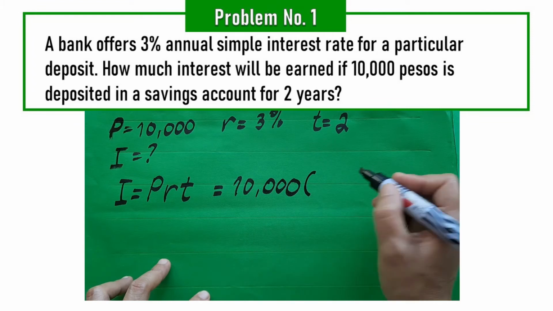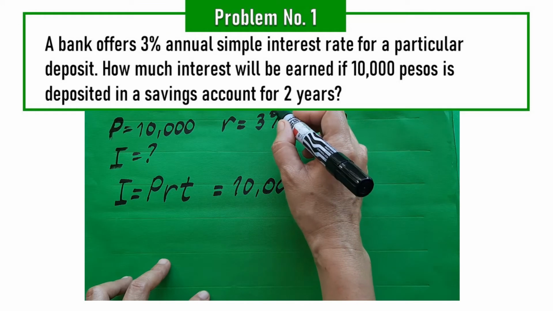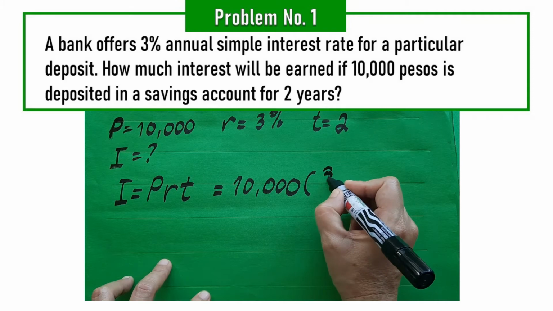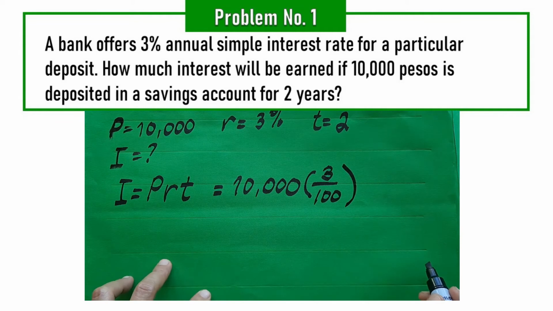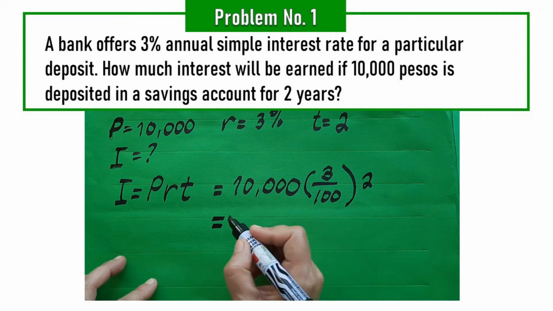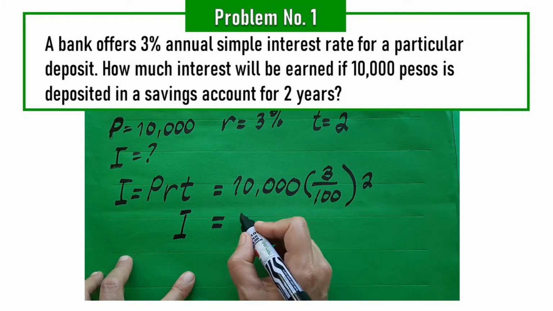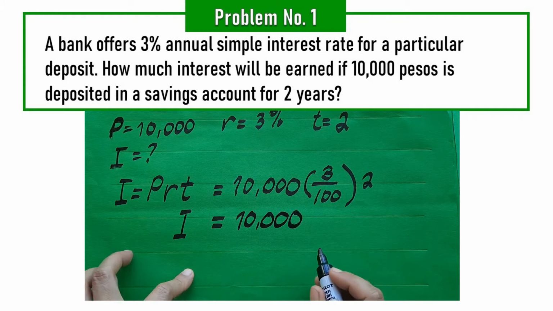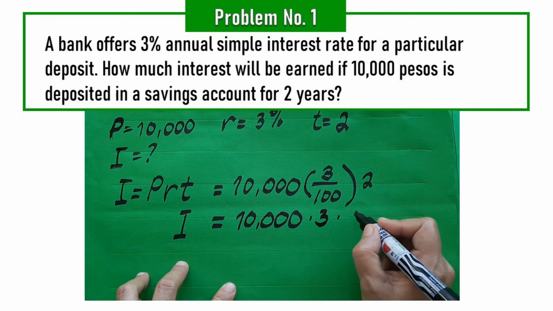And then, I will make this as a fraction. So, 3%, meaning 3 per 100. It's just the same as saying 3 over 100. And we have 2. So since simple lang naman ang number, I would like you to look at this and you can verify your computation later with your calculator if you want.